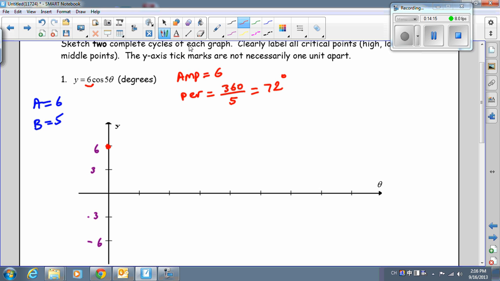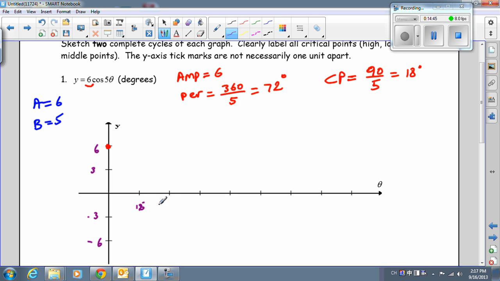Now that's not it. We also need a critical point. We usually call it CP. The critical point is equal to 90 degrees divided by the value of b. So I will say 90 over b, which is 5. And you divide 90 by 5, you should get 18 degrees. So I have a critical point every 18. Knowing that, I will label my axis every 18 degrees.